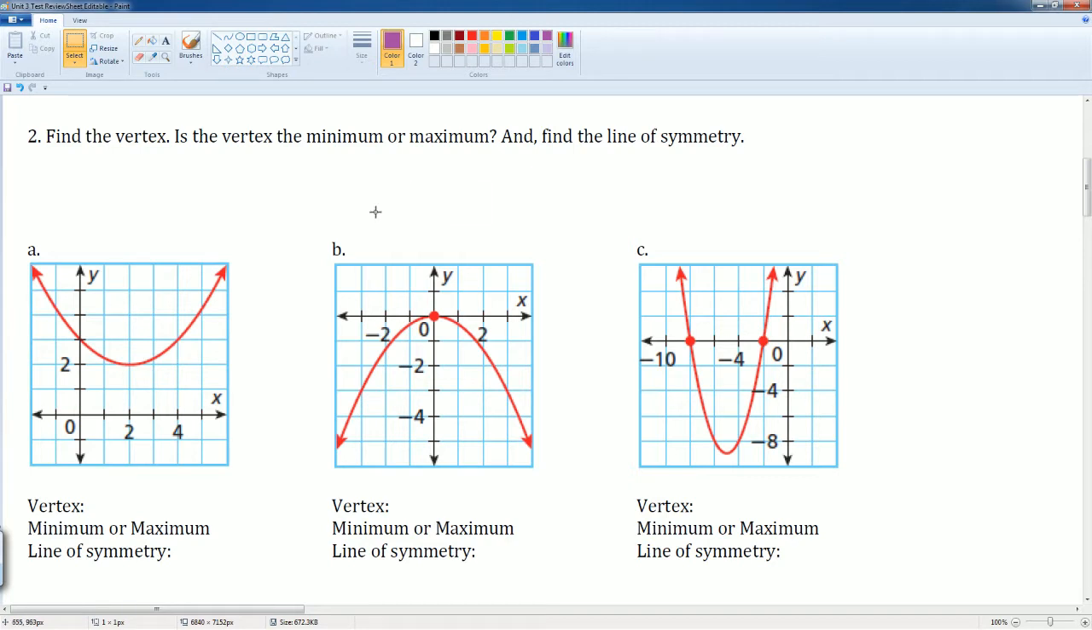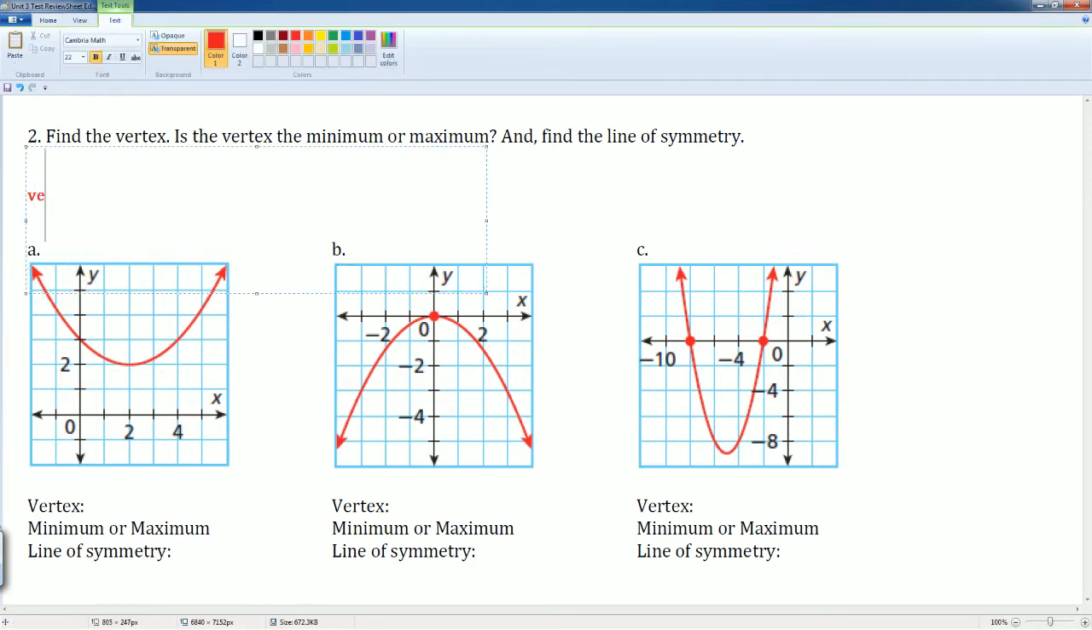Here I will be covering number 2. Number 2 asks us to find the vertex. Is the vertex the minimum or maximum? Then find the line of symmetry. To do this, first let's make sure we understand what the words say. When they look for the vertex, what are we referring to?